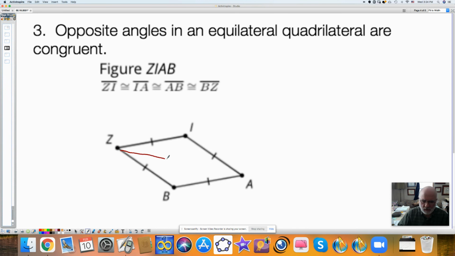If I were to draw this line down the middle and say that this side is congruent to itself, I have a side in the one triangle, side in the other. Here I've got a side that's congruent to this side, which is congruent to this side. The two triangles are congruent by SSS, the side-side-side triangle congruence theorem, which means that the corresponding parts of those congruent triangles must be congruent, CPCTC. So angle I and angle B must be congruent. And you do the same thing, only this time draw your diagonal from B to I to prove that angles Z and A are congruent. Not necessarily congruent to B and I.